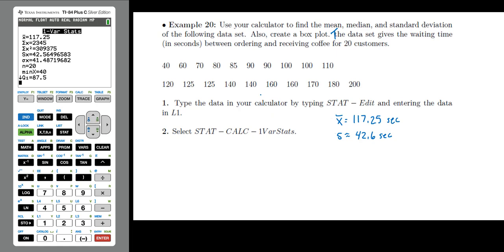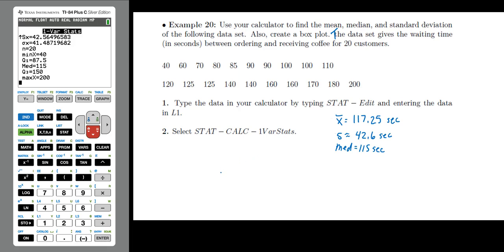And then it asks for a median and the box plot. So to find that, we just scroll down, and you'll notice right here is our 5-number summary. The minimum is the low, the max is the high, and then we have our quartiles right here. So the median, I'll go ahead and put right here, is 115 seconds.